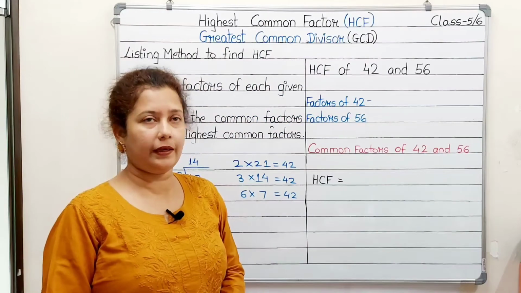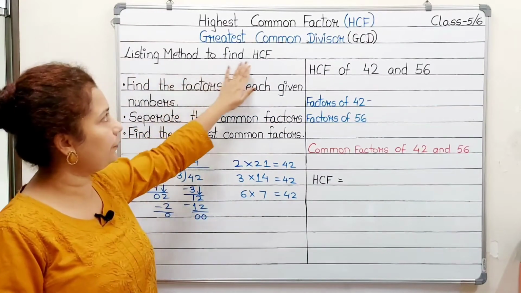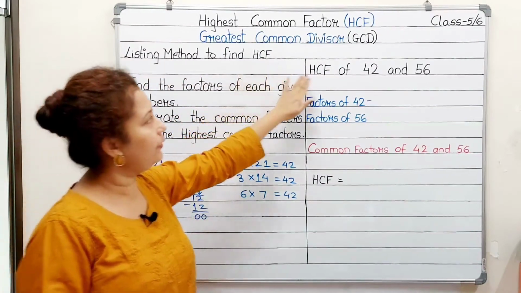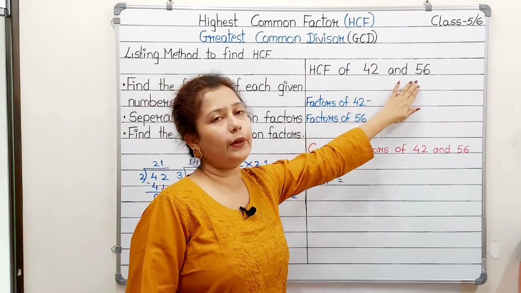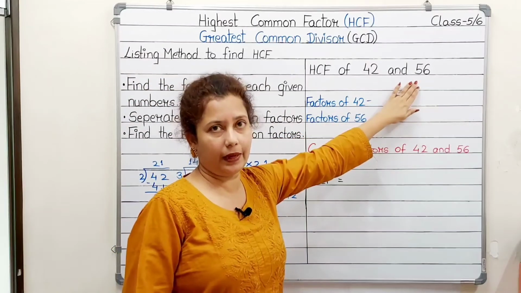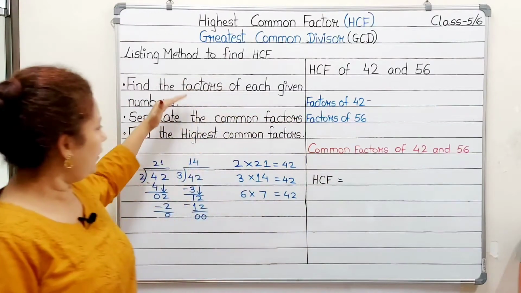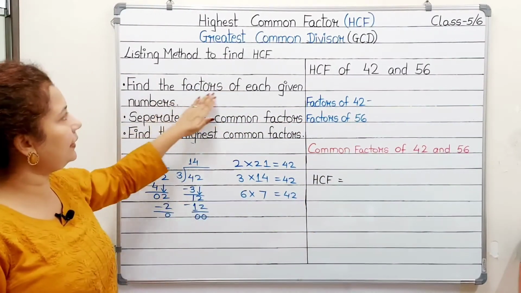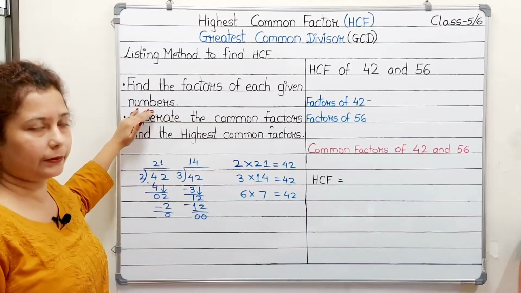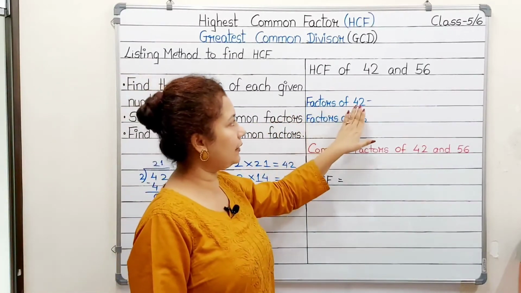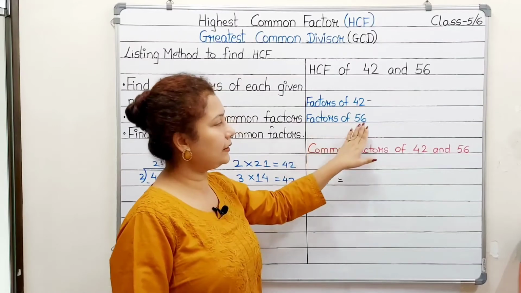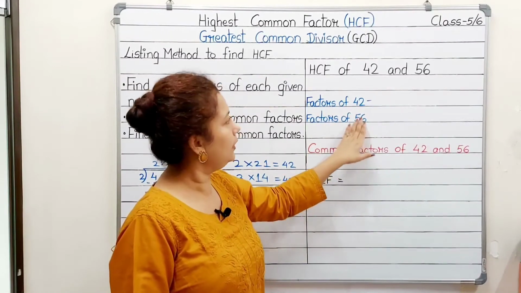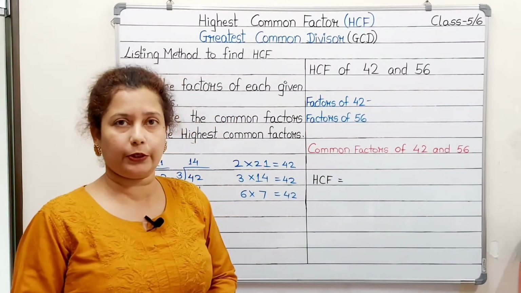Now I will explain the listing method to find HCF. We will find HCF of 42 and 56 by listing method. We'll follow the steps. First step is to find the factors of each number. So here we have to find the factors of 42 and factors of 56. First we will start with 42.